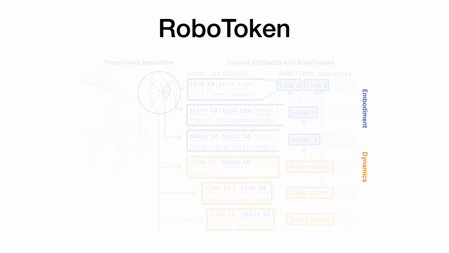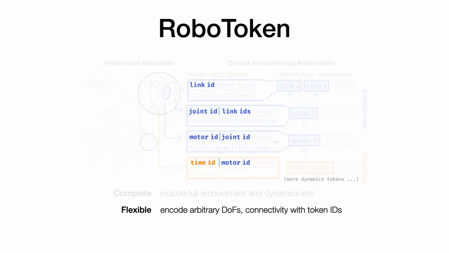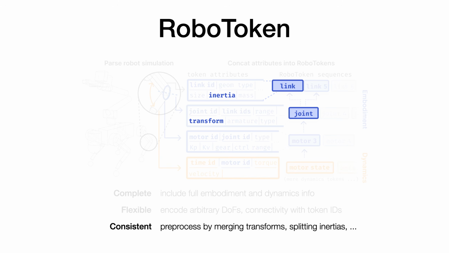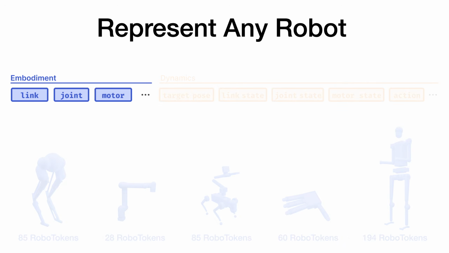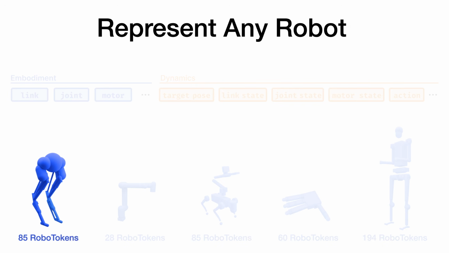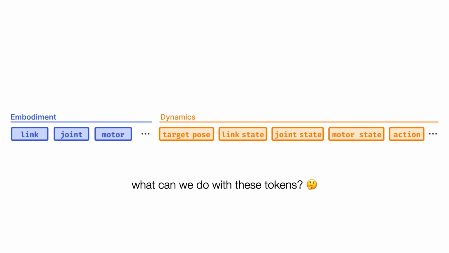This means robot token is complete because it includes everything about the robot's embodiments and its dynamics. Robot token is also flexible. It can handle arbitrary degrees of freedom and connectivity using token IDs. Here, tokens use IDs to point to each other, so joints, for instance, know which 2 links they connect. Robot token is also consistent. The tokenizer does a lot of pre-processing to reduce redundancy, such as by storing inertial and transform data in a consistent frame. The upshot of all this is that our tokenizer can turn any robot into a sequence of embodiment and dynamic tokens, whether it's a biped with complex linkages, a dexterous hand, or a full-blown humanoid. Now the question is, what can we do with these tokens?